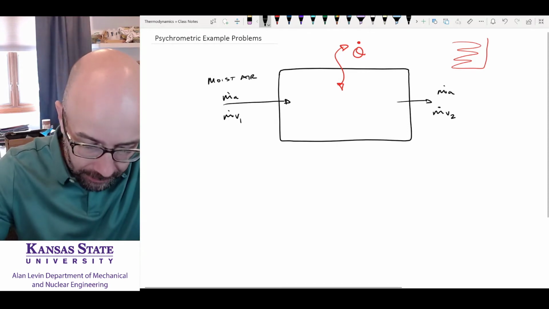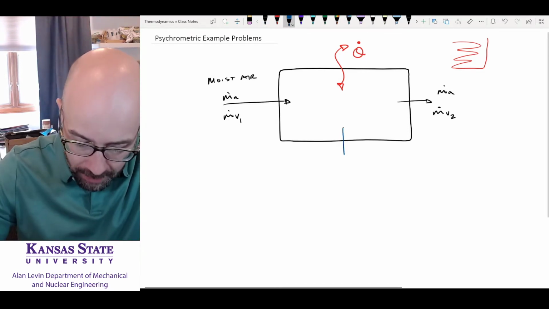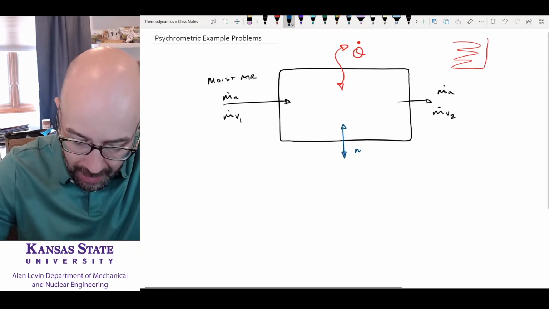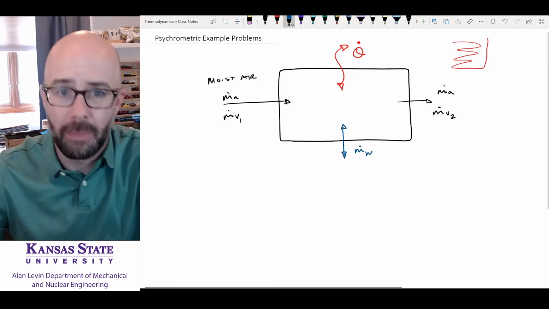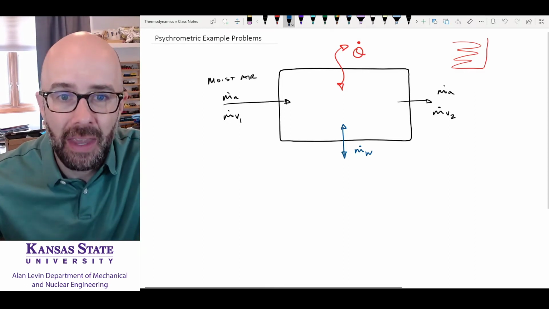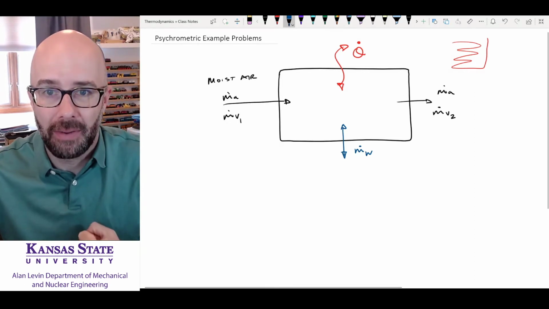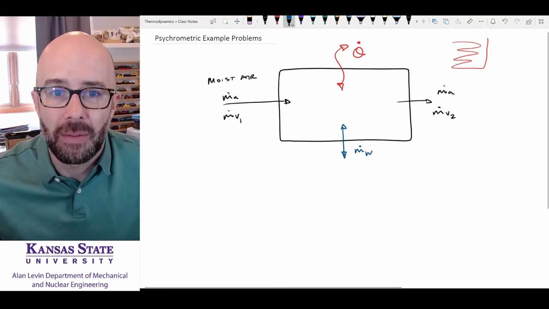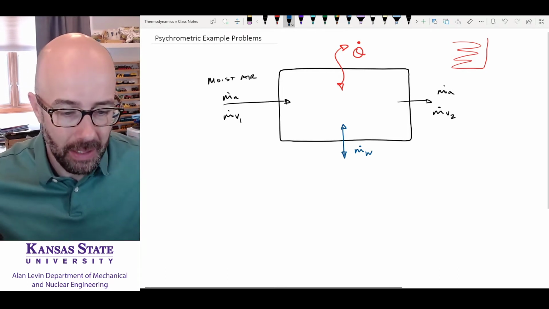When that happens, down below we may have water going in or out. We may be putting in some water to humidify the air or taking out some water to dehumidify the air. This is the general system that we're going to be dealing with.